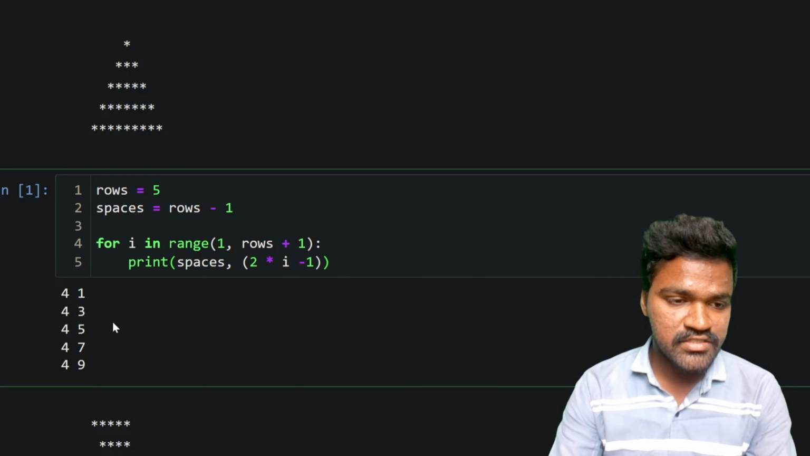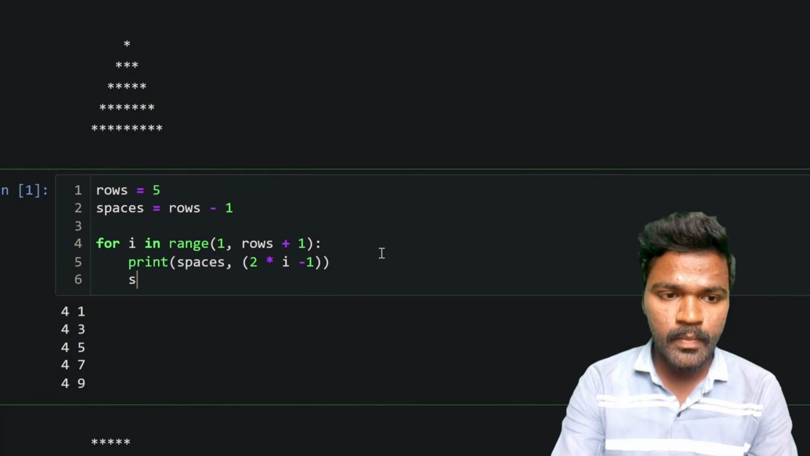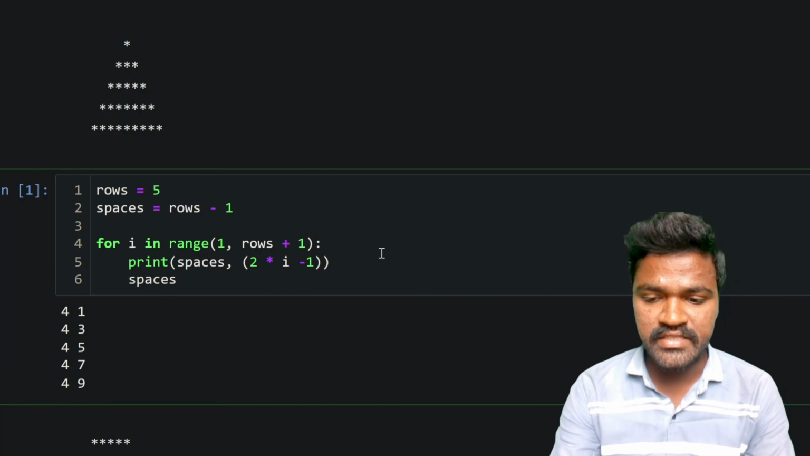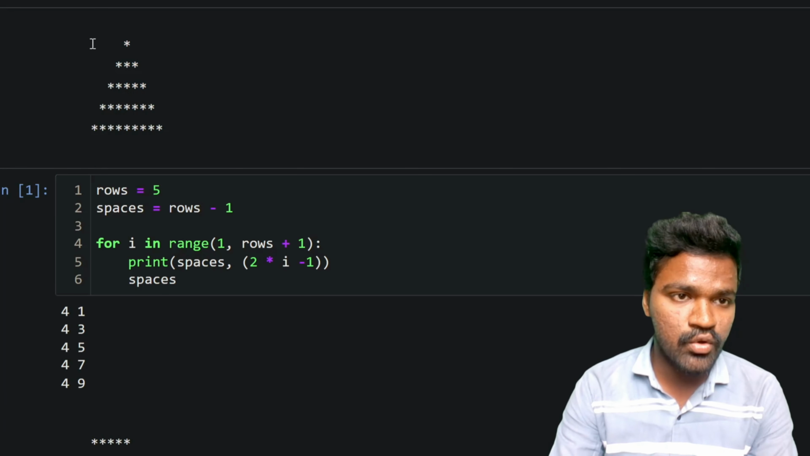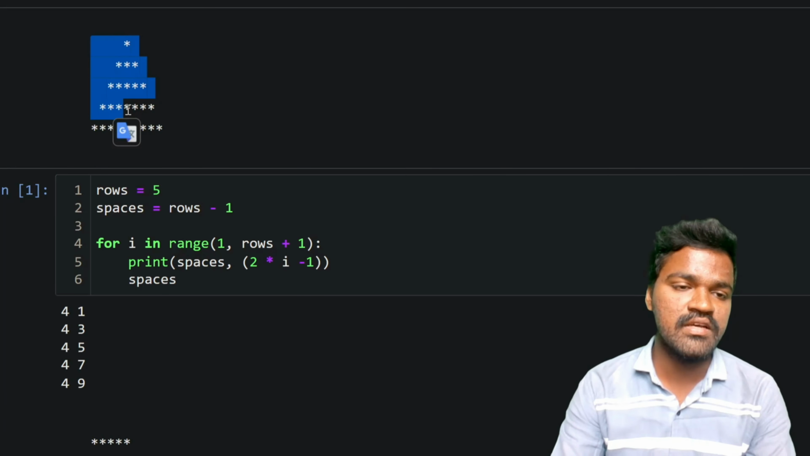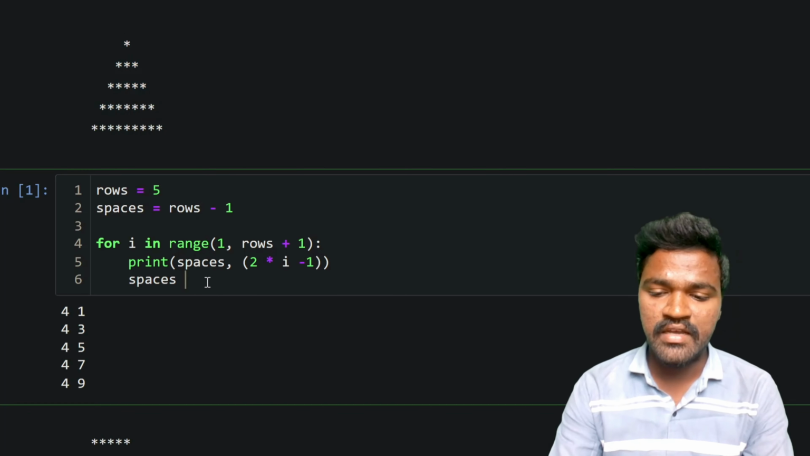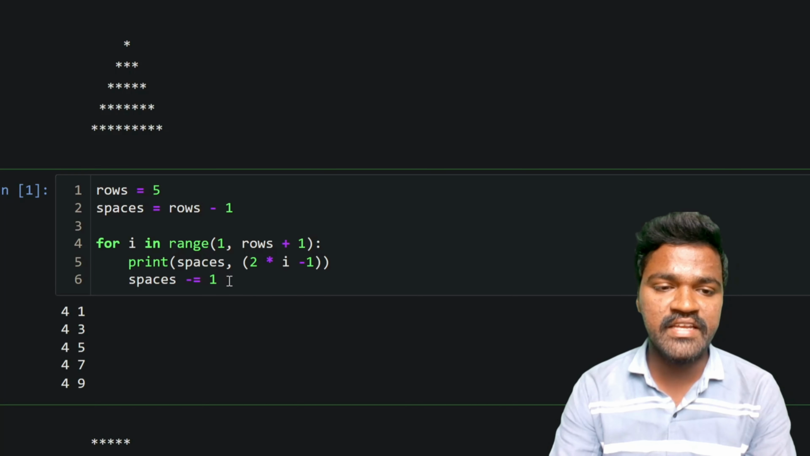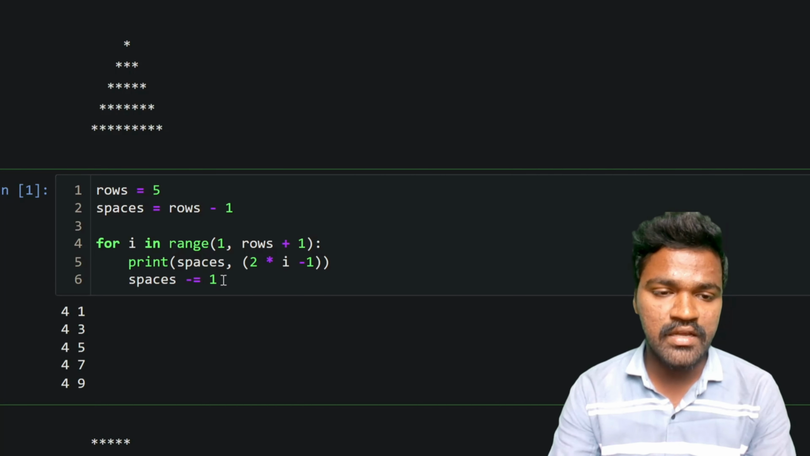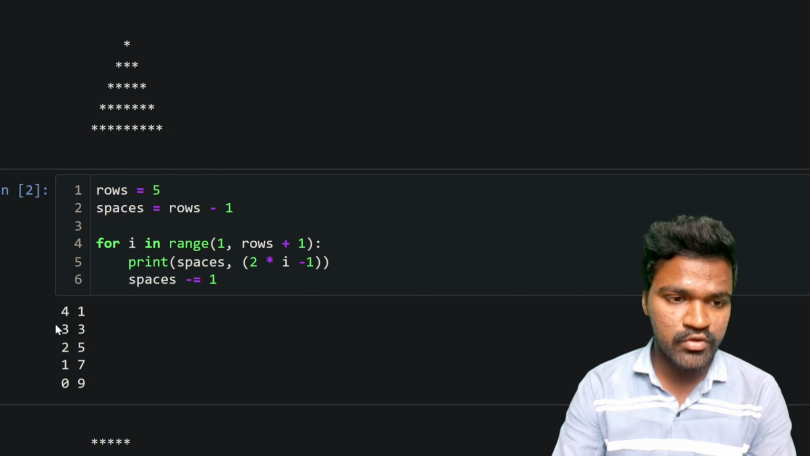So let's fix these spaces also. In each iteration I want to reduce the spaces, because if you see carefully here, the spaces get lower by one on each iteration. Because of that reason I have mentioned minus equal to 1. By mentioning this, we decrement the spaces on each iteration, so we get the spaces as 4, 3, 2, 1, 0.